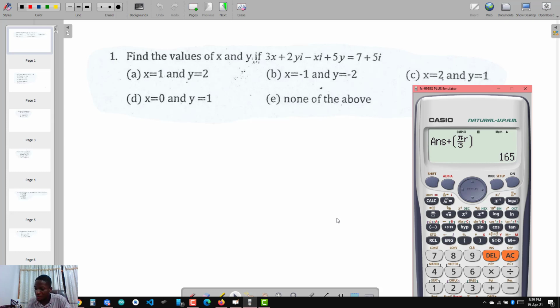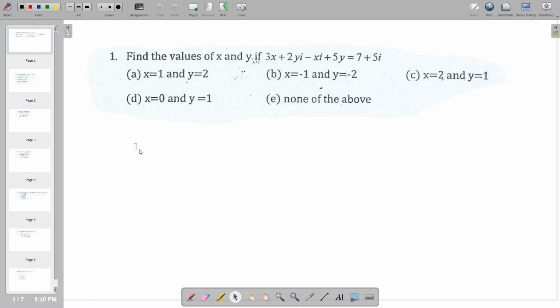Okay, so you first have to identify what the question is about. This is about equality of complex numbers, right? We know that for two complex numbers to be equal, their reals must be equal and their imaginaries must be equal. So here we take the imaginary parts of our complex number on the left hand side. The imaginary parts are those that are factors of i. So 2yi and negative xi are the imaginary parts, and the real parts are 3x and 5y.